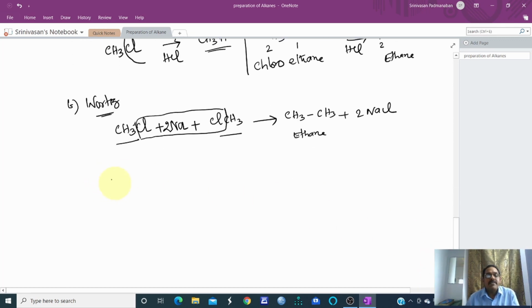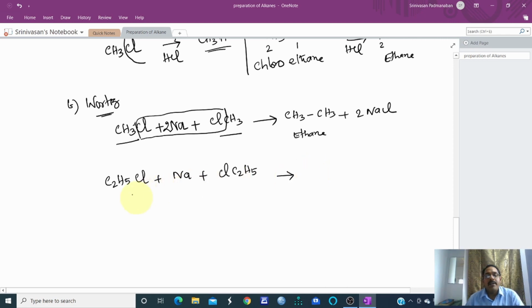The first homolog is this one, chloromethane. Let us go for the second homolog. So the second homolog is C2H5Cl, chloroethane, plus again sodium plus another chloroethane. In a similar way, the same thing happens. What is the product? The product will be like this.